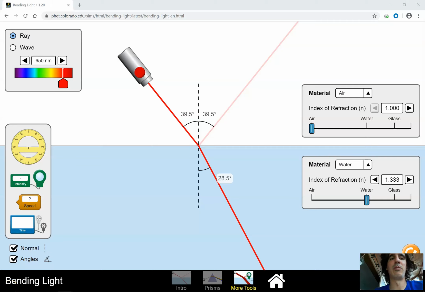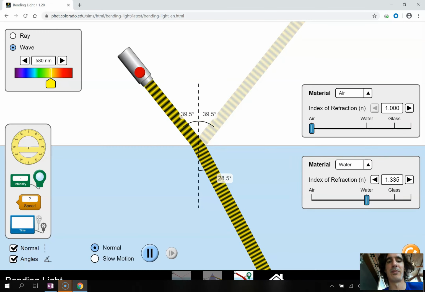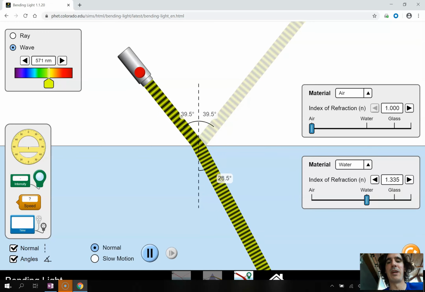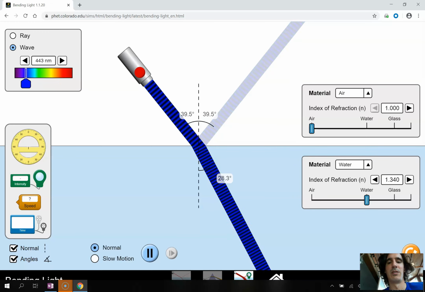Let's now look at what happens when we change the frequency or color of light. We'll put the wavefronts on. And right now we have red light, so we're going to increase the frequency of light. So go to the bar slowly. Watch what happens to the angle of refraction throughout the process. So it started at 28.6 degrees, down to 28.2 degrees. So when we increase the frequency, or go from red to violet, the angle of refraction decreases, and we can see it's bending more towards the normal.